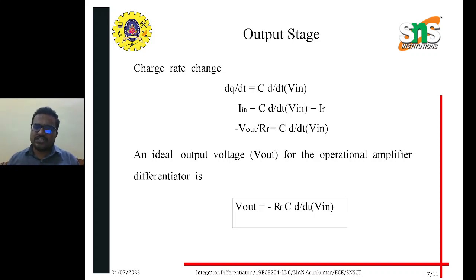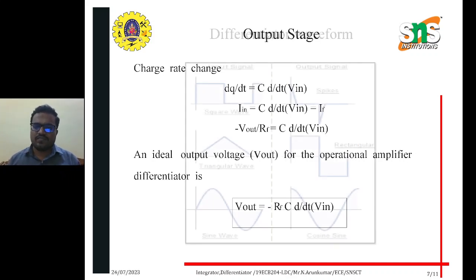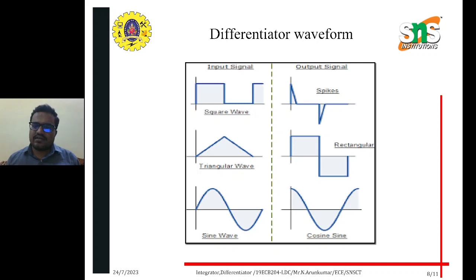The final equation of the output voltage becomes V out equal to minus RF into C d by dt into V. Some waveforms of the differentiator can be calculated in the following ways. If the input signal is a square signal, then the differentiation gives spike signals, because it is also known as a wave shaping circuit.